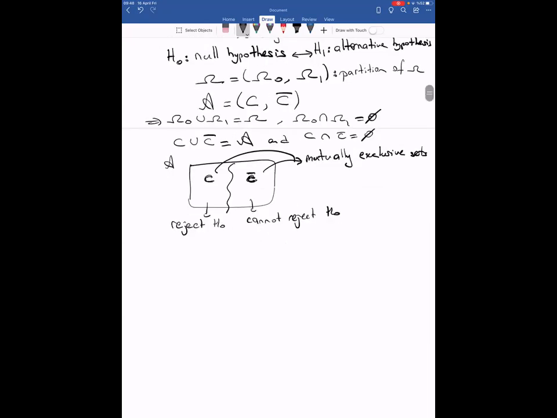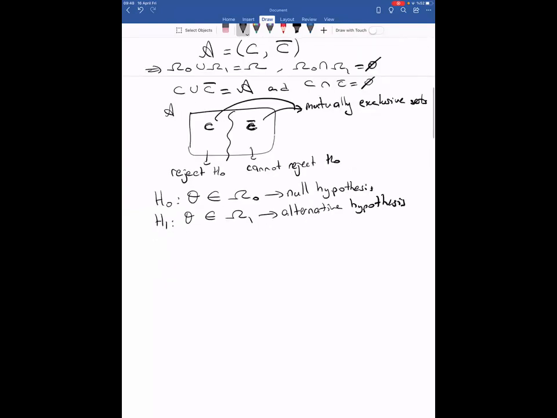Okay, so in the null hypothesis, we are stating that our unknown parameter is in the null space, and this gives us the null hypothesis. And in the alternative hypothesis, we are stating that our unknown parameter is in the alternative space.